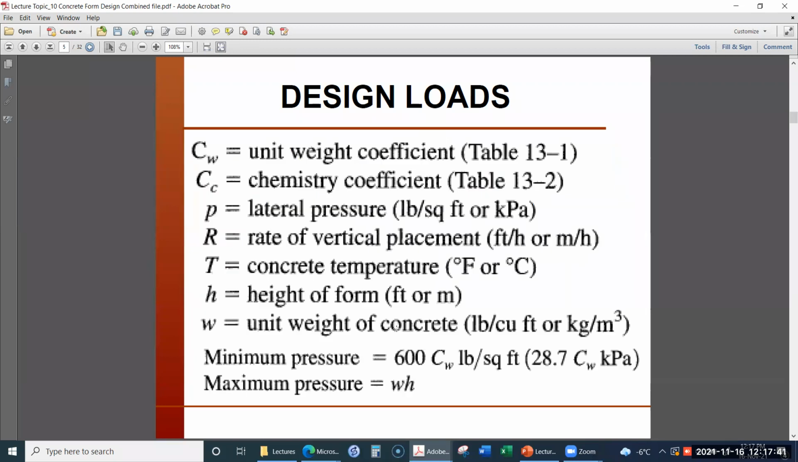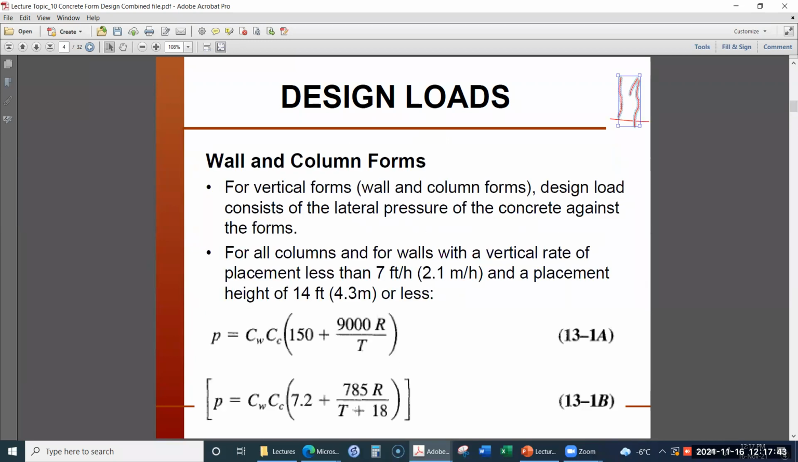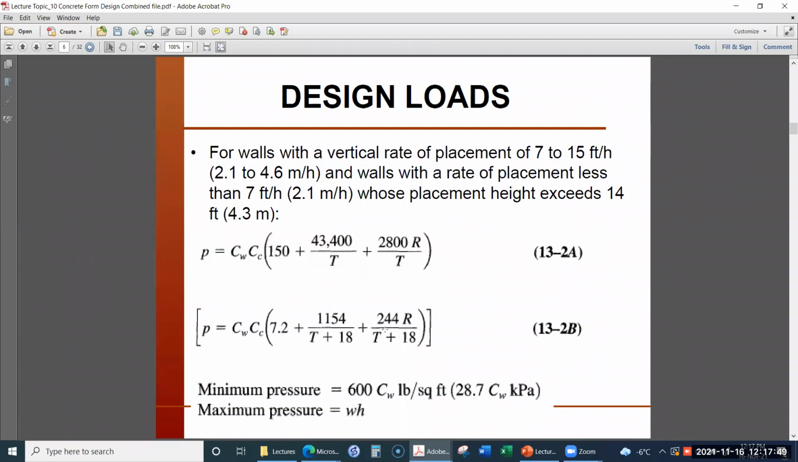So compared with the previous equation, there is one more term, 785 R over T plus 18. And then there is this term, 244 R over T plus 18. And then one more term has been added, 1154 over T plus 18. These two terms have been added. That is the only difference between these two equations.